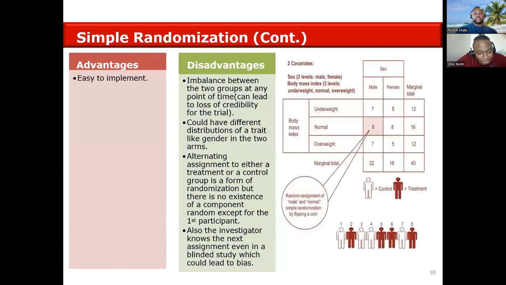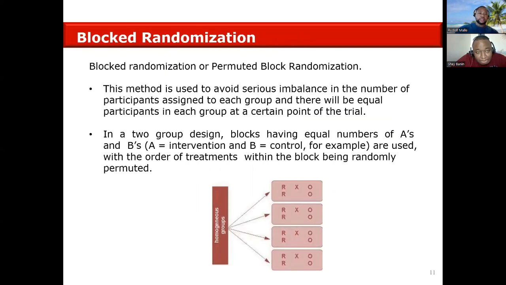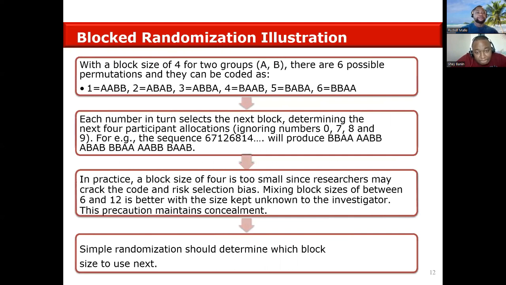So the blocked or permuted randomization process is used to avoid serious imbalance in the number of participants assigned to each group, and there will be equal participants in each group. This gives a better chance to achieve that. Let me go to the demonstration, we'll have it better. A study may want to have a block size of 4 for 2 groups, which means that the ideal will be 4.